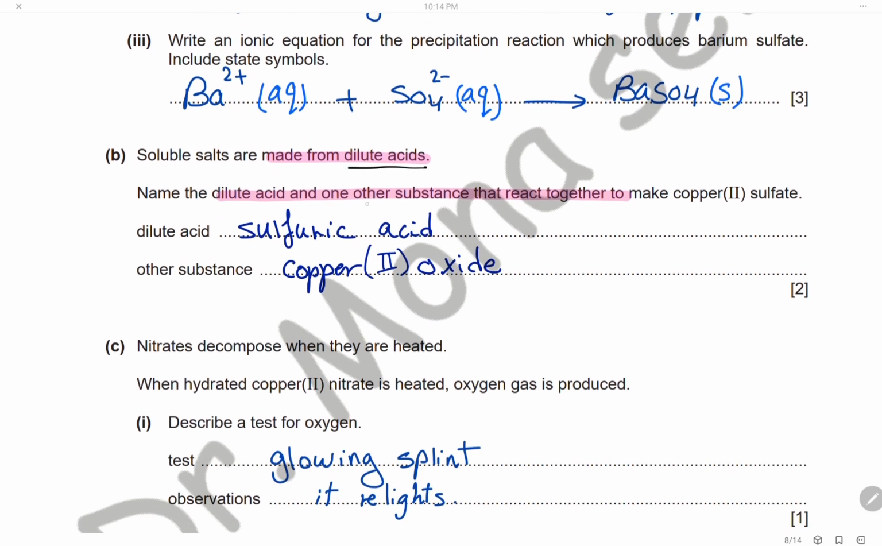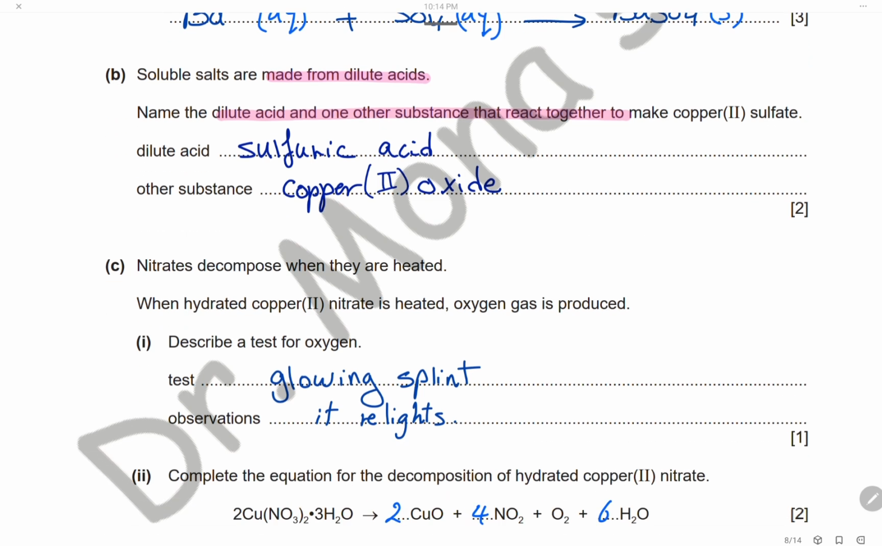Name the dilute acid and one other substance that react together to form copper sulfate. Of course, from the name of the salt, copper sulfate, we can know that the acid is sulfuric acid, and copper sulfate is a soluble salt, so it can be prepared by using the excess method, where we will add excess copper oxide, or we can add excess copper hydroxide, or also copper carbonate. So we can add any of these substances to sulfuric acid to prepare copper sulfate.